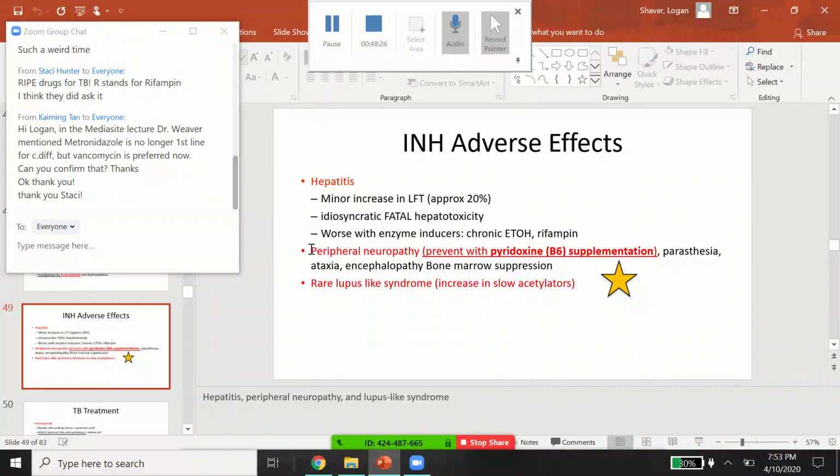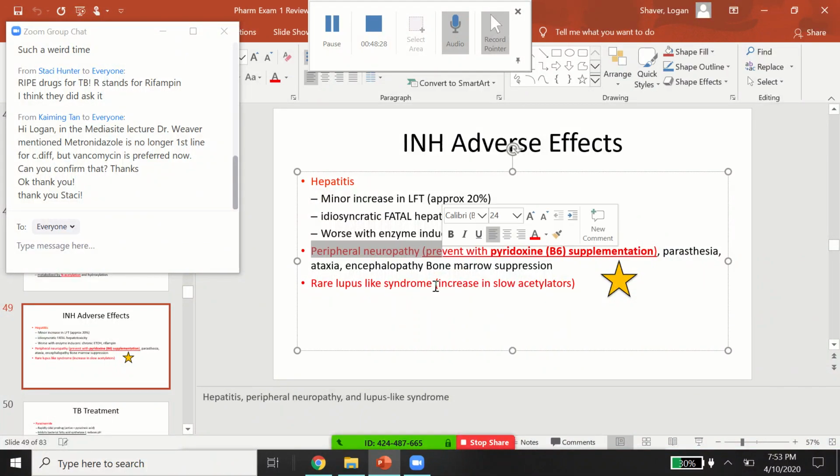And the thing that I felt was probably a little more important to know here would be the peripheral neuropathy. So it could describe some sort of numbness, maybe an ataxia even, but more likely numbness, because she highlights peripheral neuropathy. The thing to note is that you prevent it with pyridoxine or vitamin B6 supplementation.